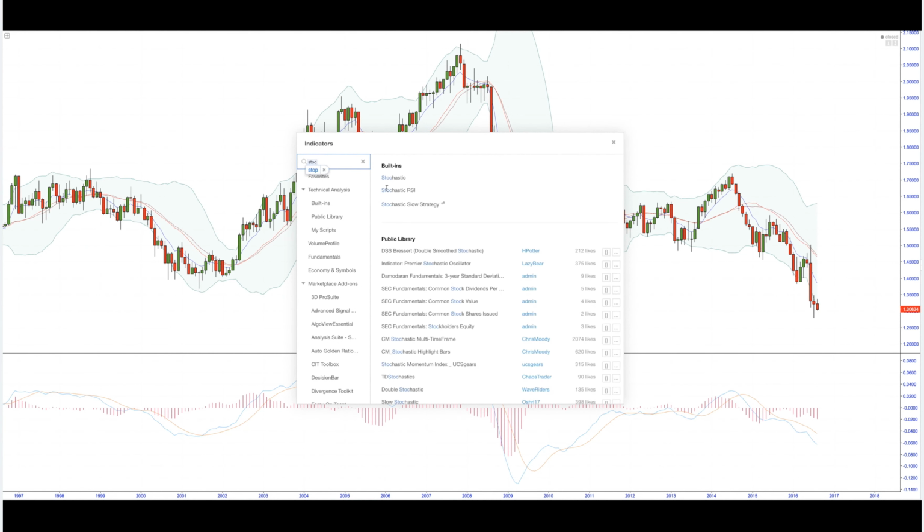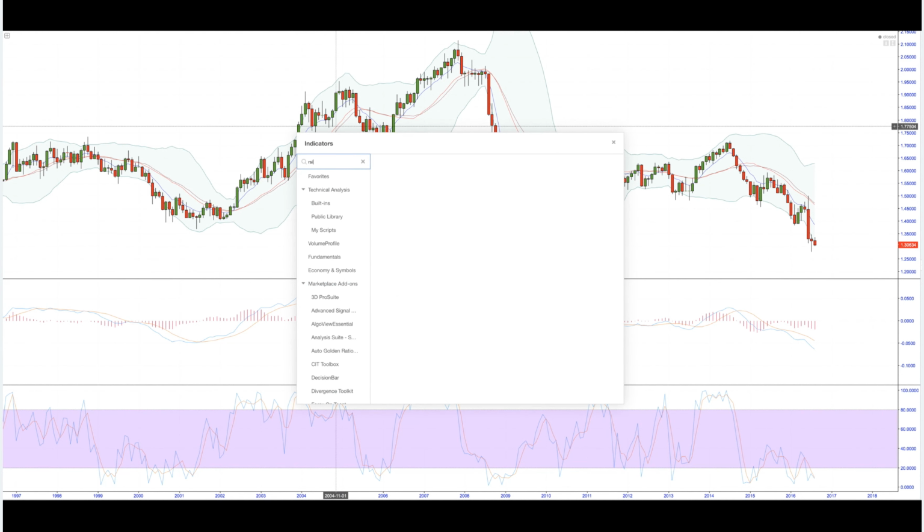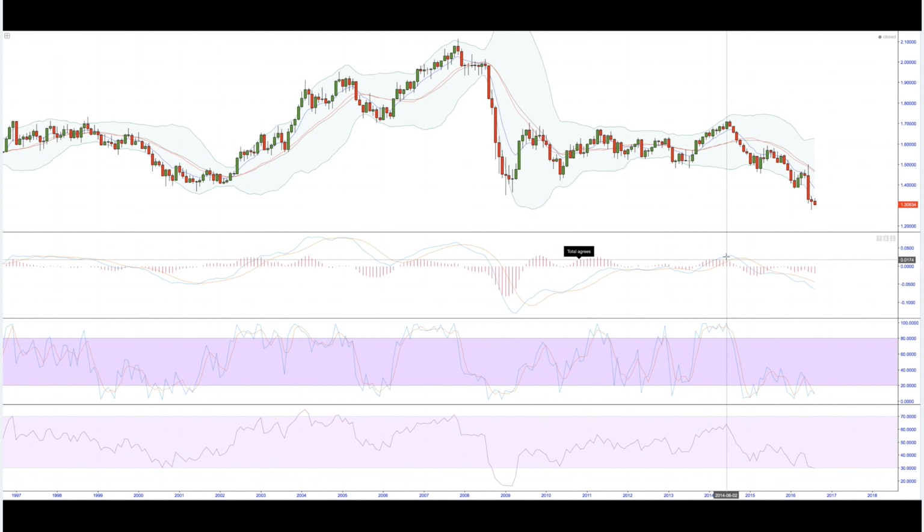Let's have a look at the stochastic. So we've got the stochastic over here as well, and that'll do for now. So Bollinger Bands, stochastic, MACD, moving averages, maybe even people, let's just throw it on there. RSI, for relative strength index. Now, believe it or not, people's charts are actually like this at times.